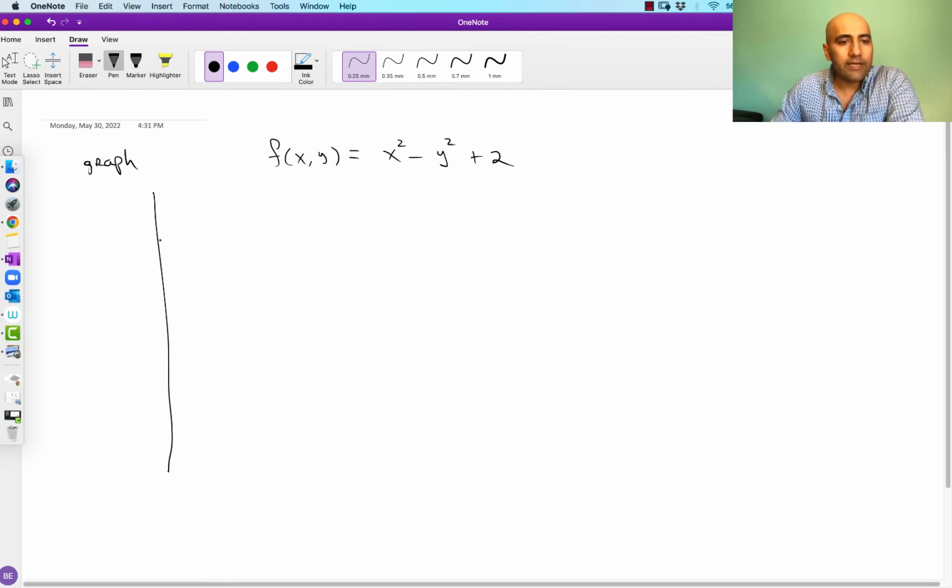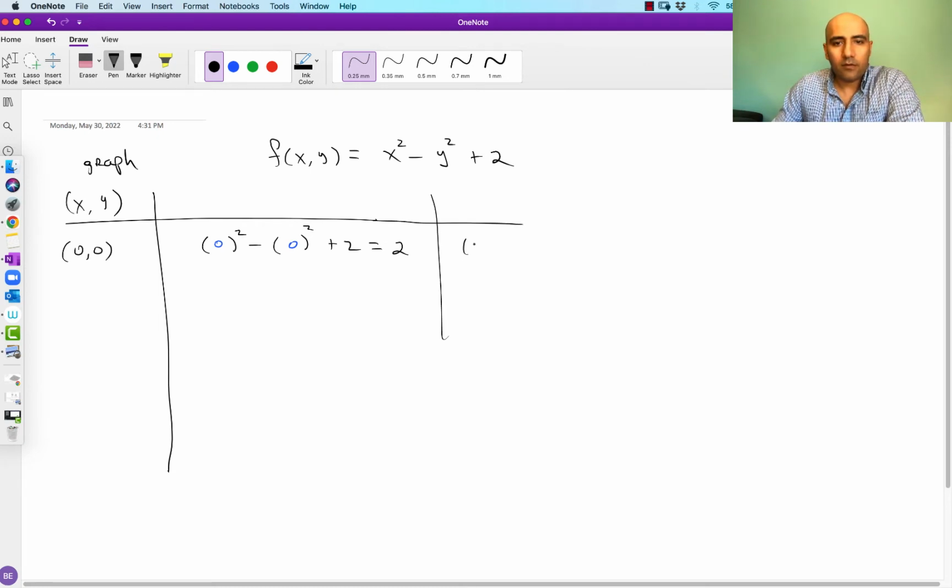So we can begin by creating a table where we come up with an x value and a y value. So let's say x comma y, for example, 0 comma 0, right? So we're going to put in blank squared minus blank squared plus 2. I'm going to type in a 0 there and a 0 there. Well, that's just going to clearly lead to 2. So we have our first triple, 0, 0, 2. So this is one point in the graph of this function.